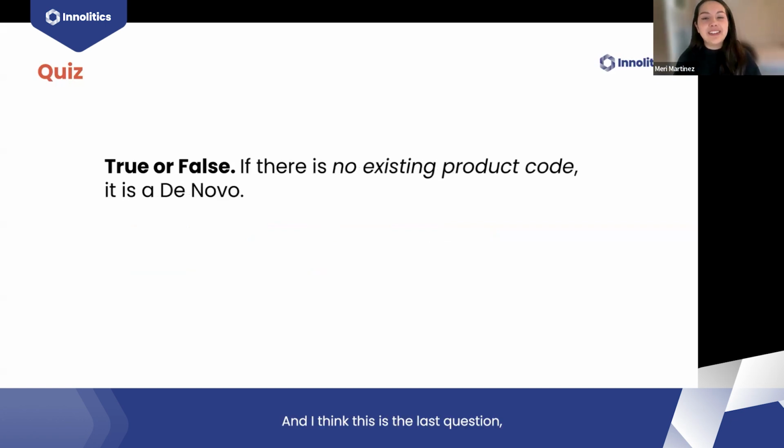Okay, and I think this is the last question, and it was the most interesting to me. True or false? If there is no existing product code, it is a de novo.